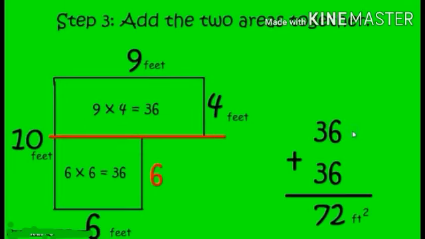Now, step 3 is add the two areas together. So, 36 plus 36, which is equal to 72 square feet.